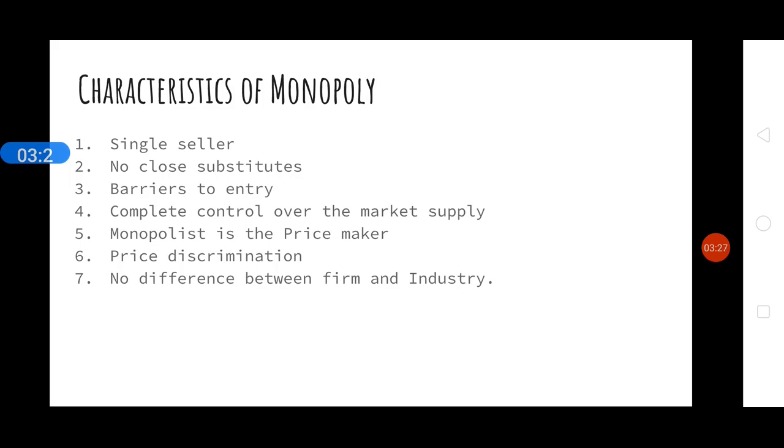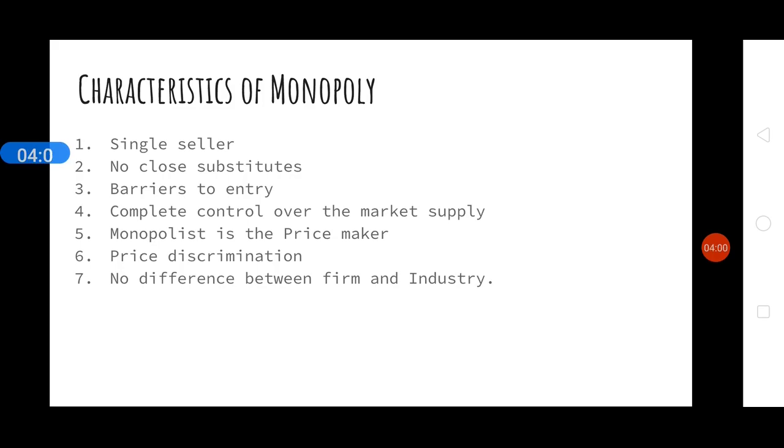Next is that the monopolist is the price maker. The person who decides the price of the product is known as the price maker. The firm under monopoly is a price maker and not a price taker. That is, the monopolist can charge any price for the commodity as he has complete control over the supply of the product. He doesn't have to think about competition. Therefore, it is his wish and his plan to decide the price of the commodity.